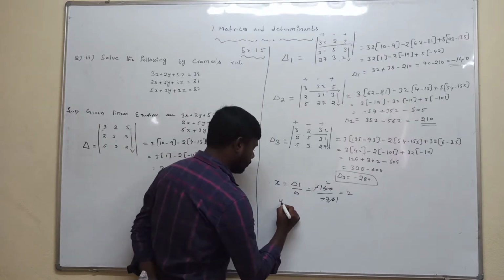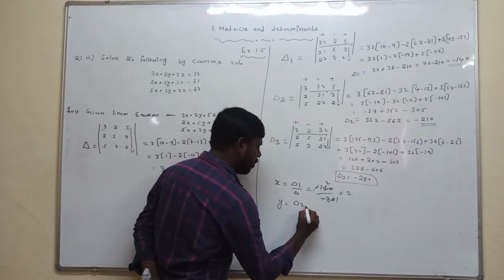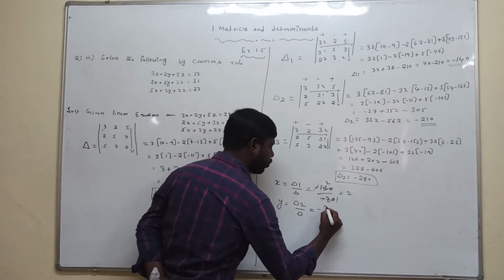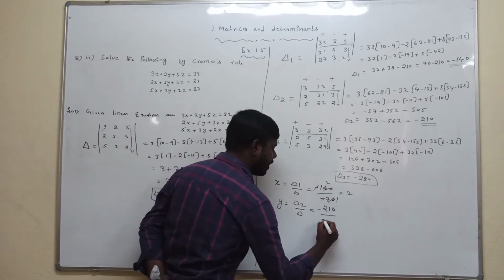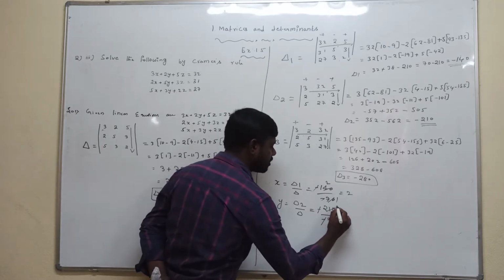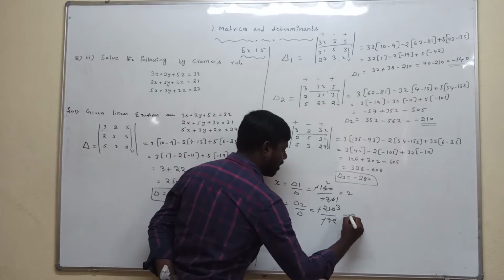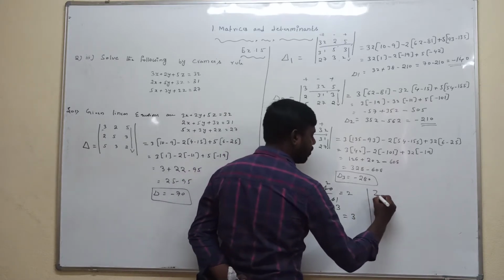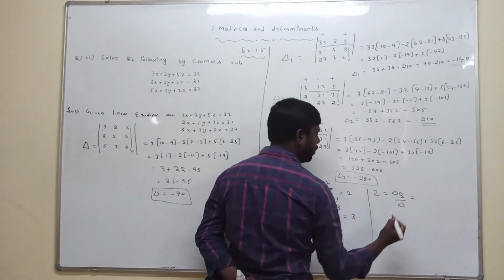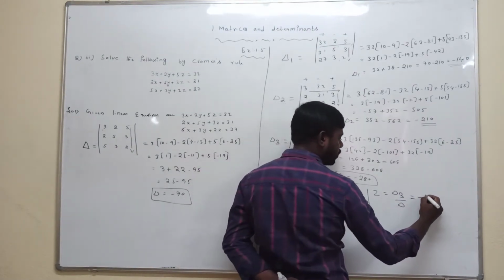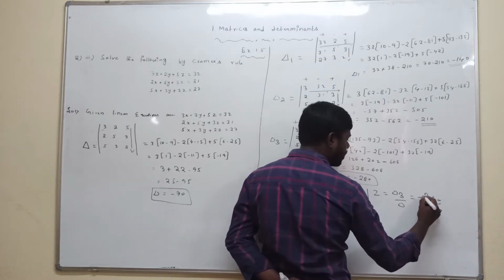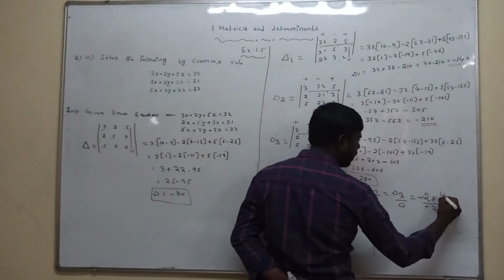Next y. Y is equal to, formula is delta 2 by delta. Delta 2 value is minus 210 and delta value is minus 70. Minus minus get cancelled. 70 threes are 210. We got y value is 3. Next, what is the formula for z? Formula is delta 3 by delta. So now delta 3 value is minus 280 divided by minus 70. Minus cancels again, 70 fours are 280.